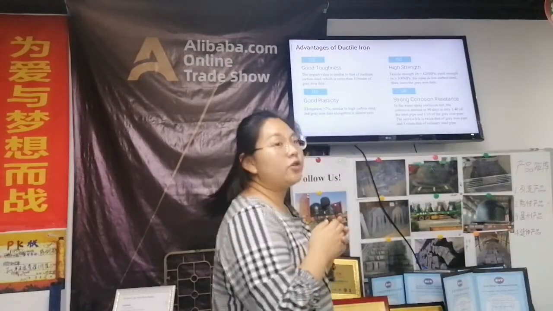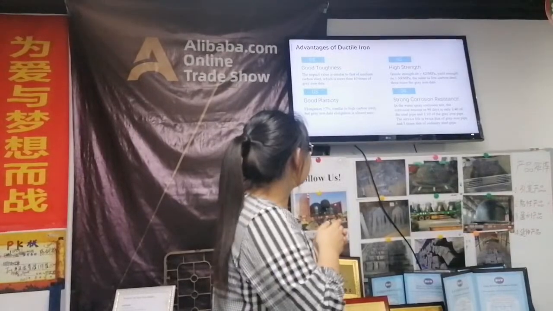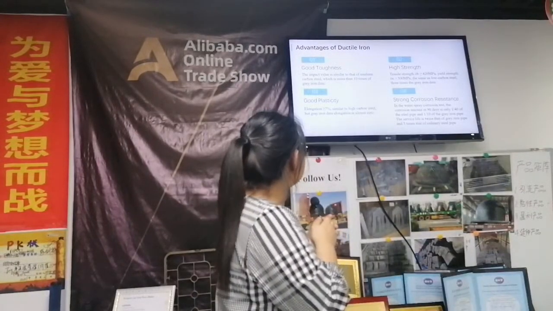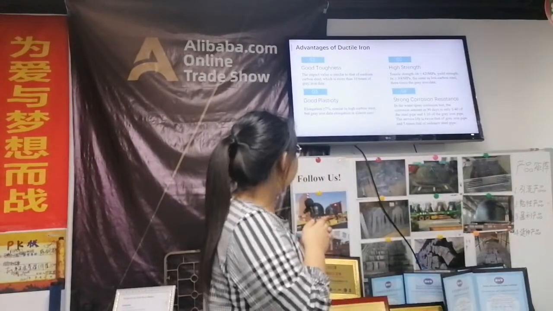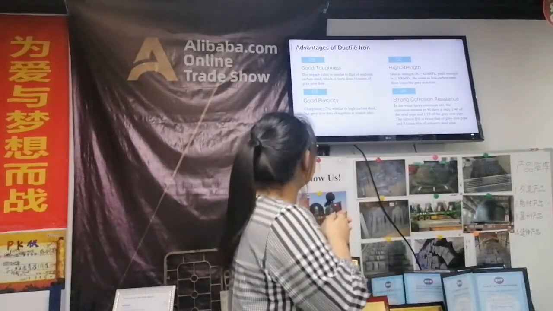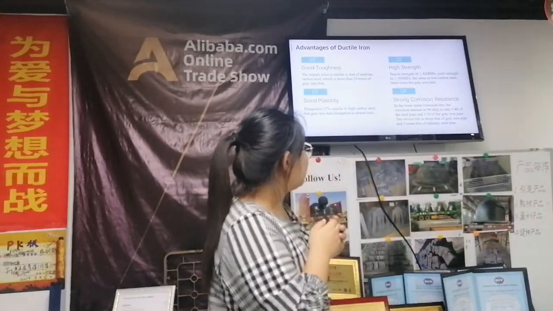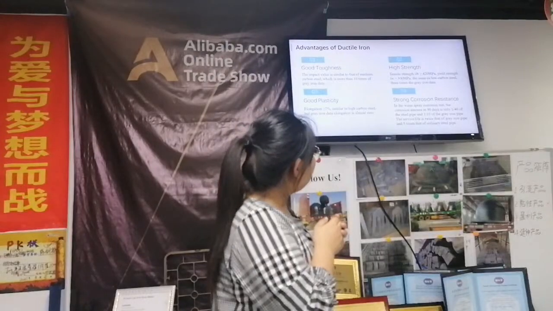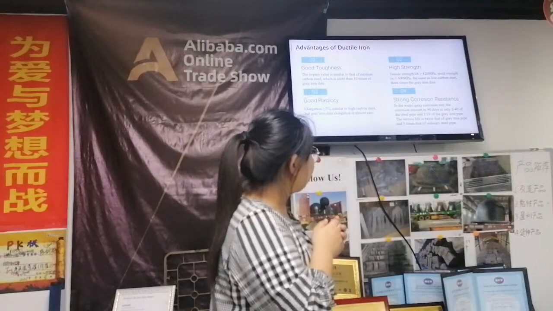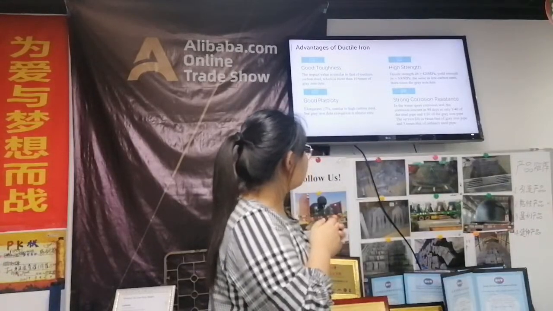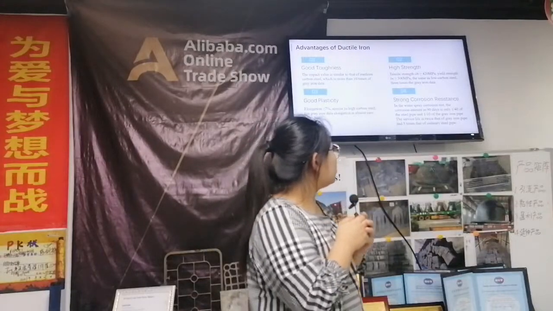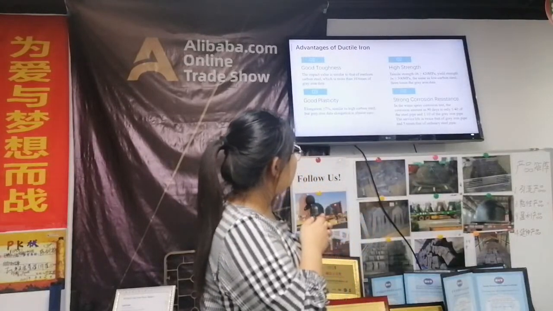There are many advantages. The first one is good toughness. The impact value is similar to that of medium carbon steel, which is more than 10 times that of gray iron. The second advantage is high strength. Tensile strength σb equal to or more than 420 MPa. Yield strength σs equal to or more than 300 MPa. The same as low carbon steel, 3 times that of gray iron.